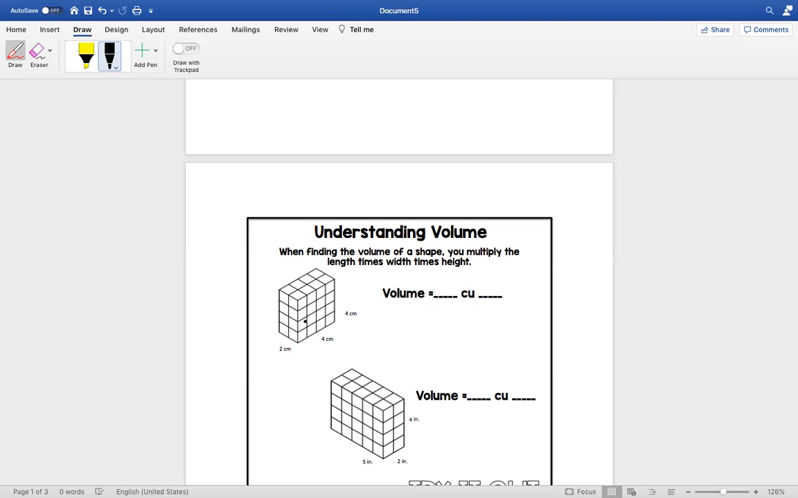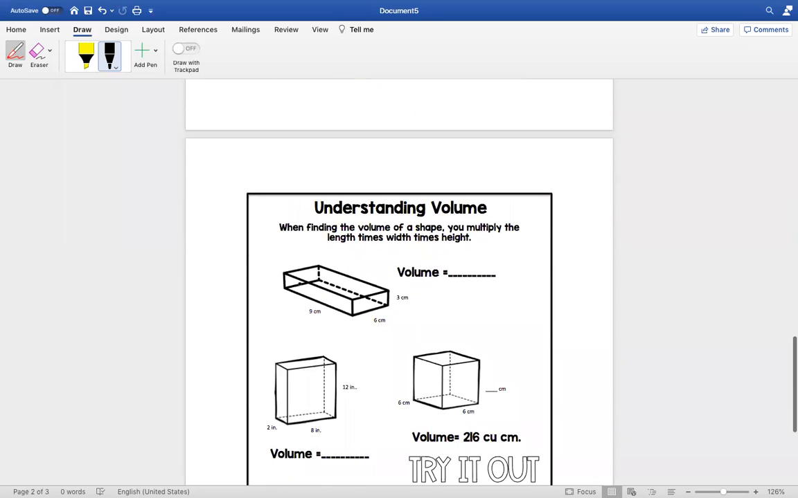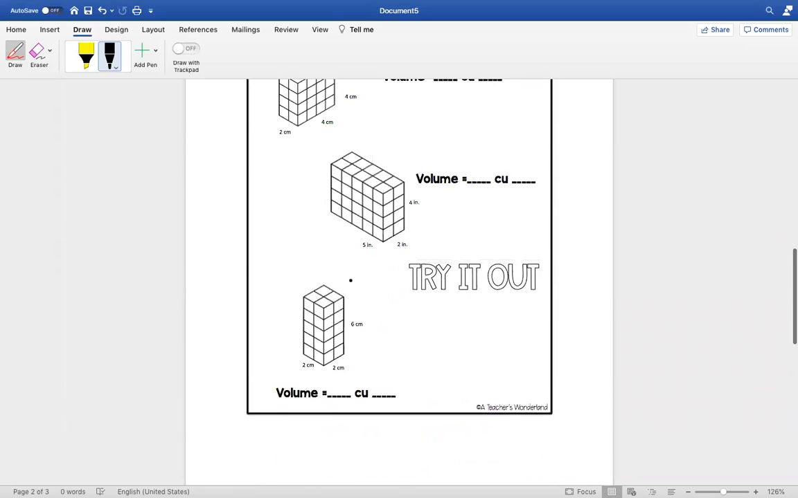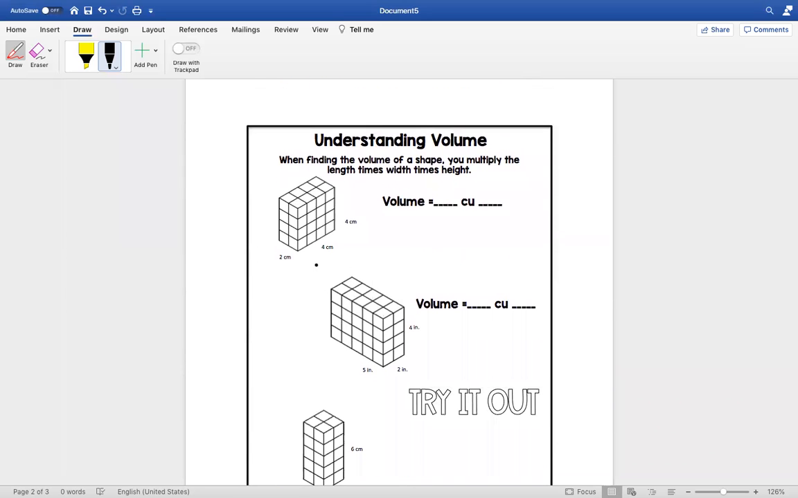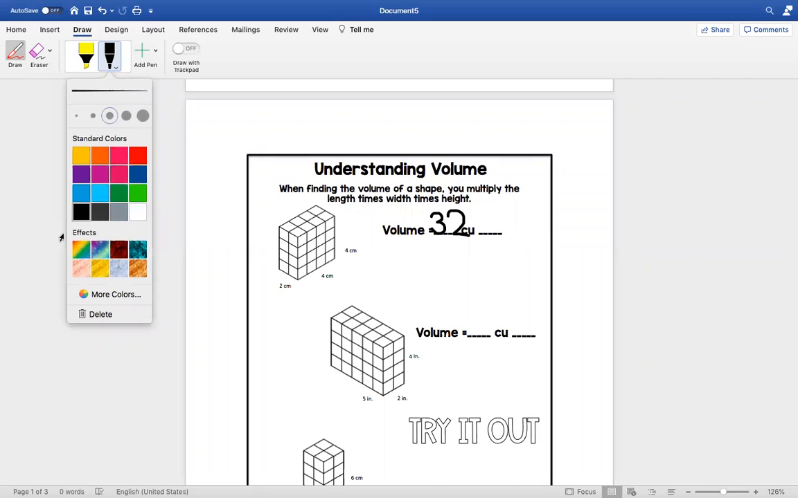So when you have shapes that are broken up into unit cubes, it's easy to kind of count them. However, we're going to move on and have shapes that don't have unit cubes, but just have measurements. So it's really important to understand that you can find volume by doing length times width times height, okay? So with that being said, we just found out that our volume was 32. But we are not measuring in unit cubes anymore. We are measuring in centimeters, okay? We're measuring in centimeters.